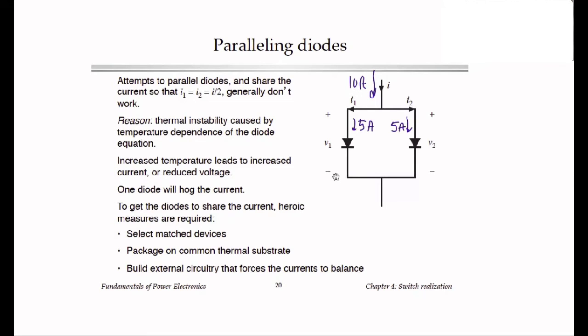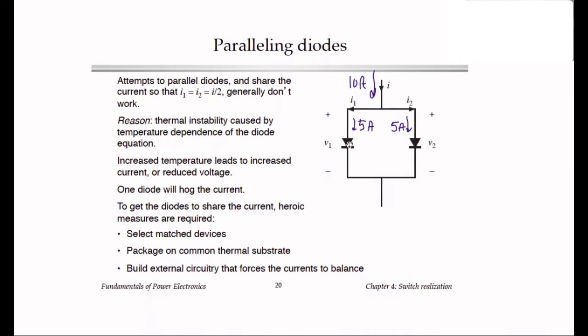Generally, this doesn't work. The reason is the temperature dependence of the equilibrium iD characteristic of the diode. Basically, when a diode gets hotter, its voltage goes down for the same current. And conversely, for the same voltage, the current would go up. This is in a minority carrier, say p-n junction, diode. So here's what happens. If you put the two diodes in parallel, we apply 10 amps. There's some small difference between the diodes which makes one of the diodes take a little more current than the other, and it gets a little hotter.